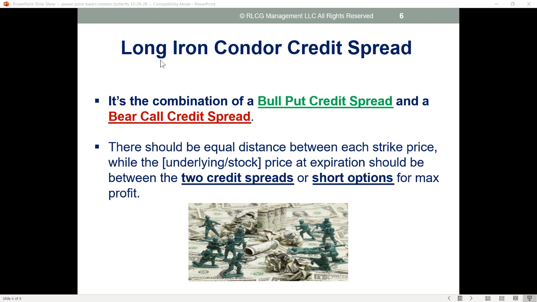The names can get confusing, the long iron condor, but it's a credit spread. So both sides are credit spreads. This is a combination of a bull put credit spread, combined with a bear call credit spread. All right, so that's the key difference.